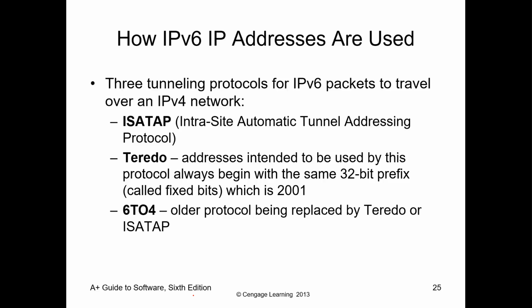There are 3 tunneling protocols for IPv6 packets to go over an IPv4 network, because these are different standards. One is the Intra-Site Automatic Tunneling Address Protocol, ISATAP. There is Teredo, which is an address intended to be used by this protocol, with the same 32-bit prefix, which is 2001, or there's also 6to4, which is an older protocol, which is replaced by ISATAP. So these are just a few of the different types of tunneling protocols. This is not overly important because this is out of date, and there are a lot more current ones that are referred to.